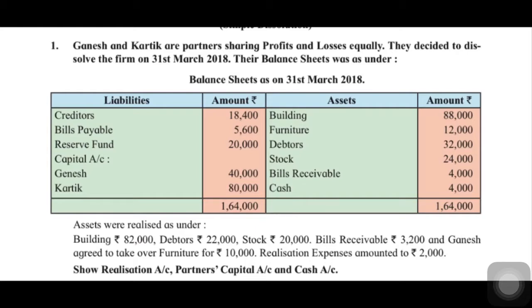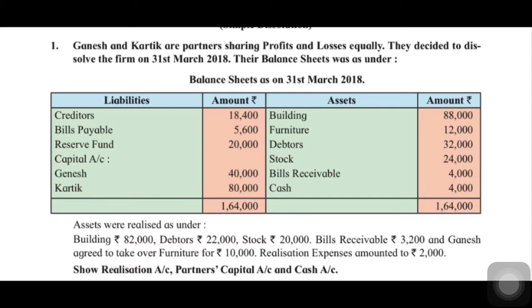And on the debit side, building, furniture, debtors, stock, bills receivable. All assets will go on the realization account, debit side. Cash, where will cash go? Cash account, debit side. Capital account and reserve fund will go to the partners' capital account. Capital account will be written as by balance brought down, and reserve fund will be distributed among them equally since their profit sharing ratio is equal.